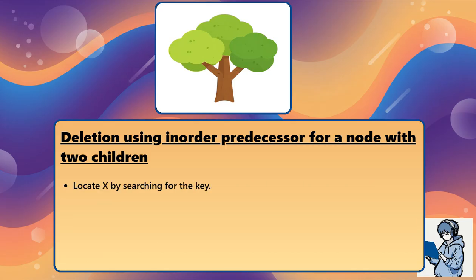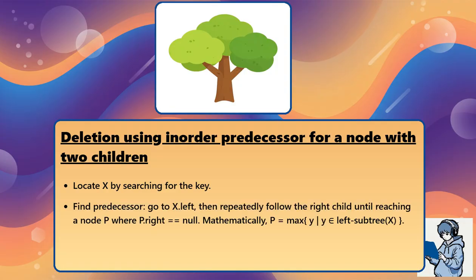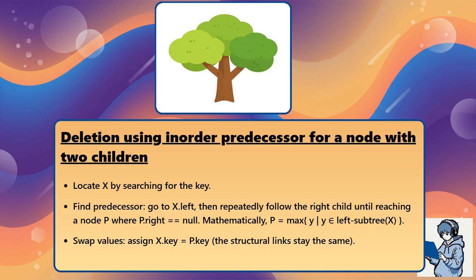Steps: locate x by searching for the key. Find the predecessor. Go to x.left, then repeatedly follow the right child until reaching a node p where p.right equals null. Mathematically, p equals the maximum of y such that y is in the left subtree of x. Swap values: assign x.key equals p.key, the structural links stay the same.